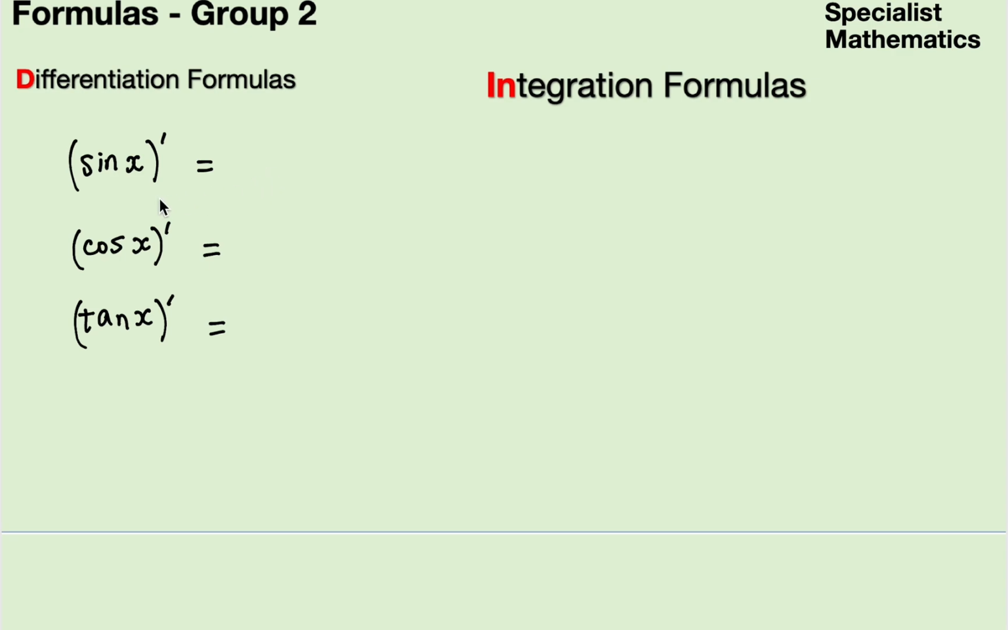Differentiation, we will have sine x. Its derivative is cosine x. And for cosine x, the derivative is negative sine x. For tangent x, the derivative is sec squared x.